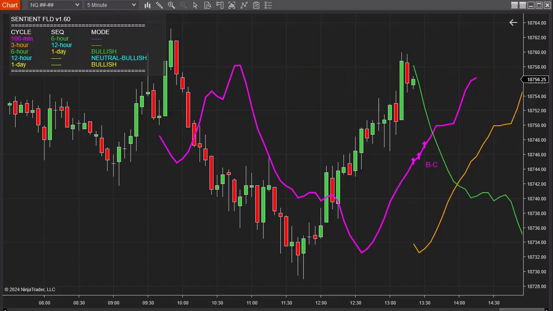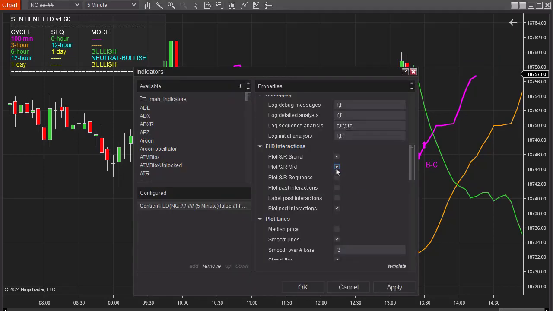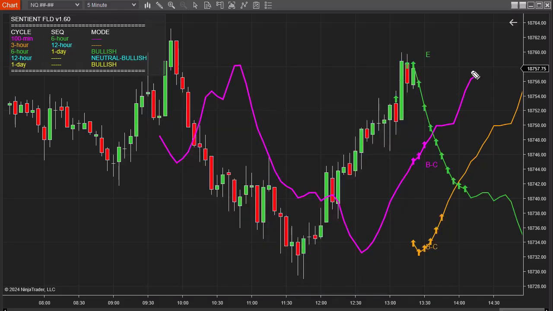Now let's display our next interactions for our mid and sequence cycles on this chart. Here are the properties: plot support and resistance for the mid cycle and support and resistance for the sequence cycle. And here we can see the interaction that is expected to occur with the sequence cycle FLD. You can see an upward pointing arrow. In other words, we are expecting this to be an acceleration point. It is labeled as an E category interaction. You will know from our sequence of interactions what that means in terms of the cycle analysis.